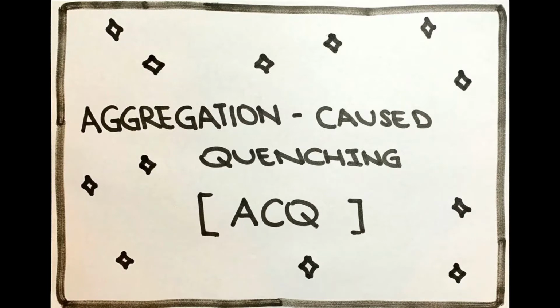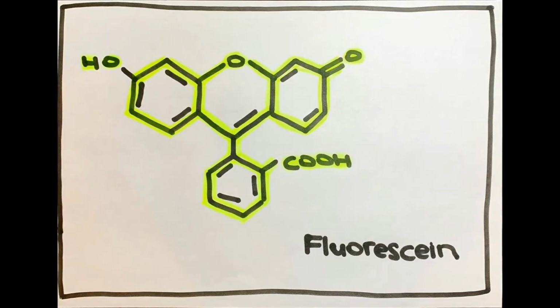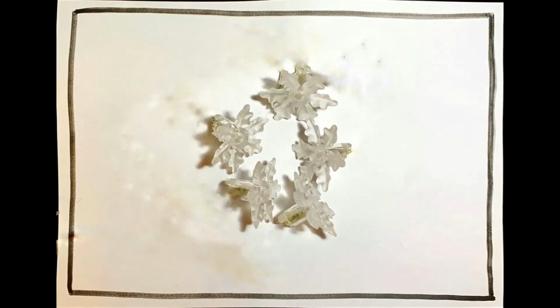This is due to the tendency of these compounds to readily aggregate, causing a phenomenon known as aggregation-caused quenching, and it greatly reduces the effectiveness of these luminophores. This fluorescein molecule is highly susceptible to aggregation-caused quenching. When alone, it is highly fluorescent. However, when more than one of these molecules interact with one another, it leads to the effect of quenching. This decreases the overall effectiveness of the molecule as a whole.